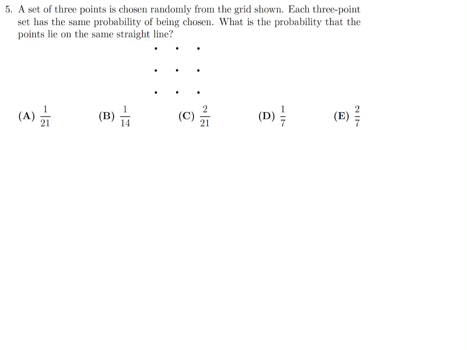So let's label these 9 points: 1, 2, 3, 4, 5, 6, 7, 8, 9, like that. And we want to choose three of those.